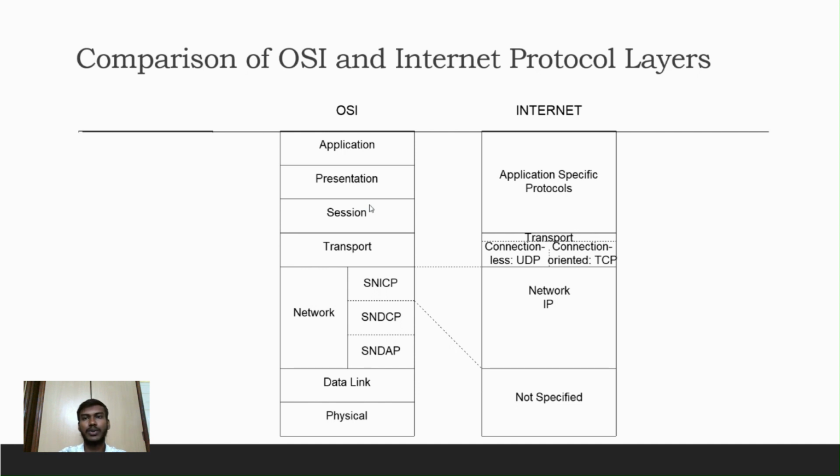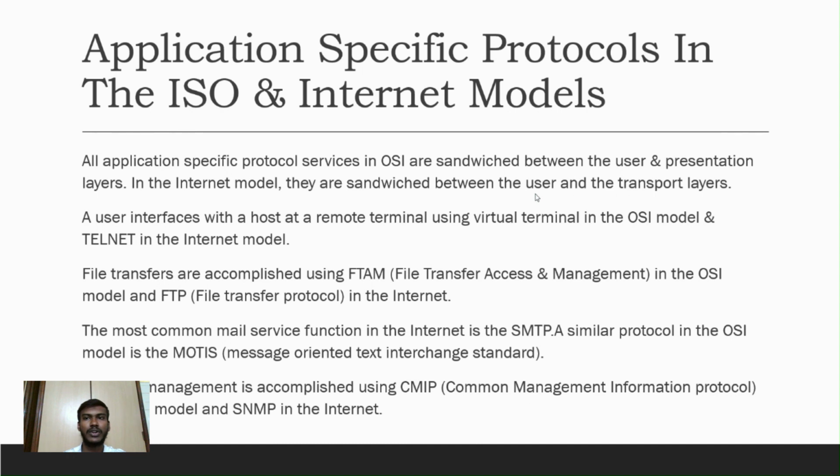And the Internet protocol layers: application specific protocols for a particular application represent the sequence of messages and contents of those messages necessary to achieve the application requirements. Now, application specific protocols in the OSI and Internet models. All application specific protocols services in OSI are sandwiched between the user and presentation layers. In the Internet model, they are sandwiched between the user and the transport layers.